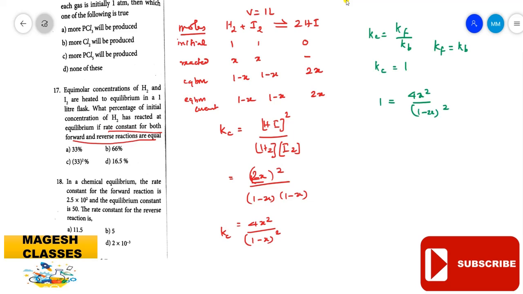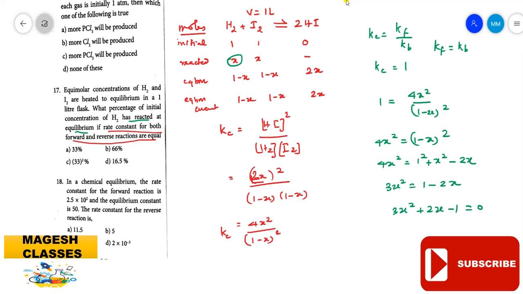The problem is how much hydrogen has reacted at equilibrium, that is, you have to find the x value. So 4x squared is equal to 1 minus x squared. Using the a squared minus b squared formula, it is 1 squared plus x squared minus 2x. This gives 3x squared is equal to 1 minus 2x, so 3x squared plus 2x minus 1 is equal to 0.